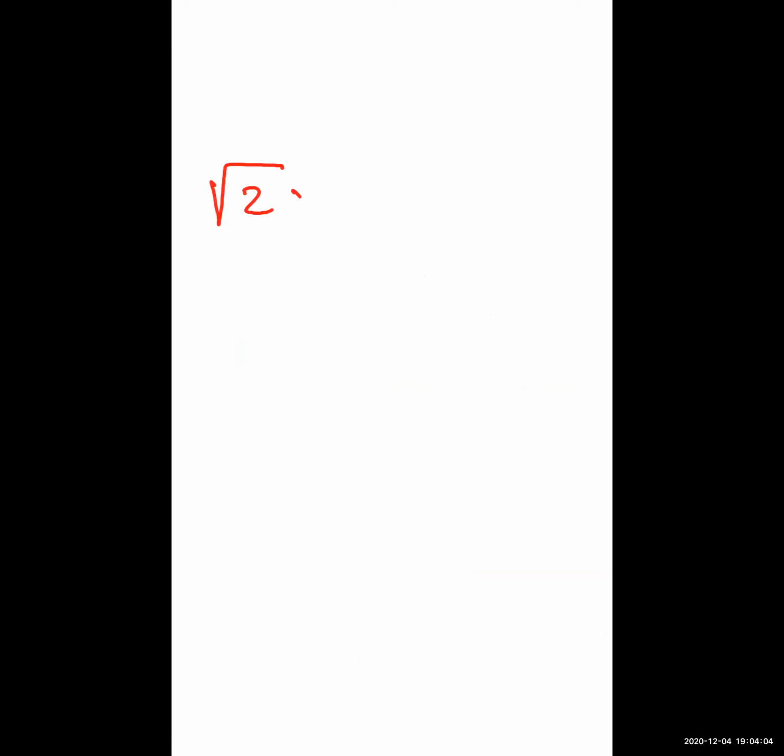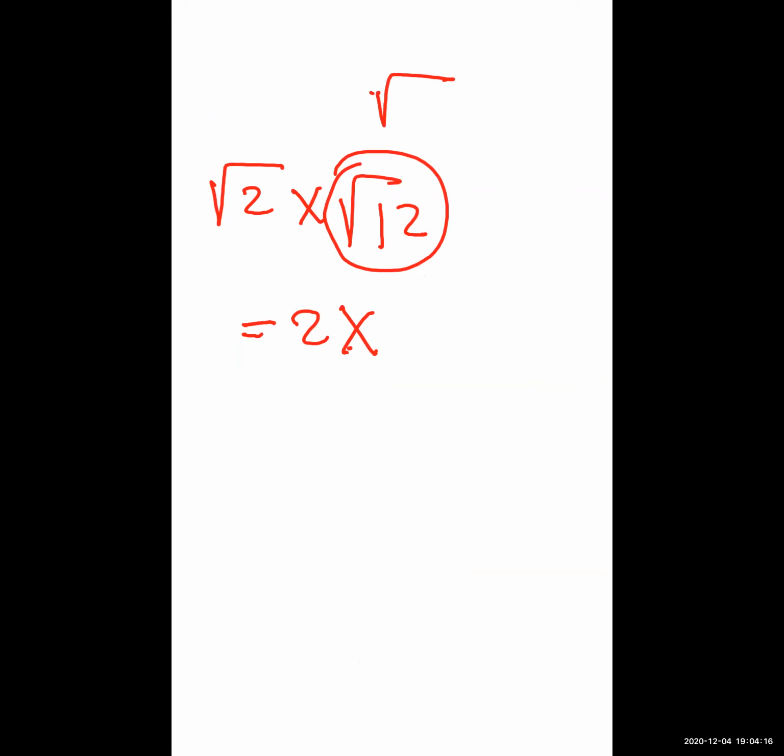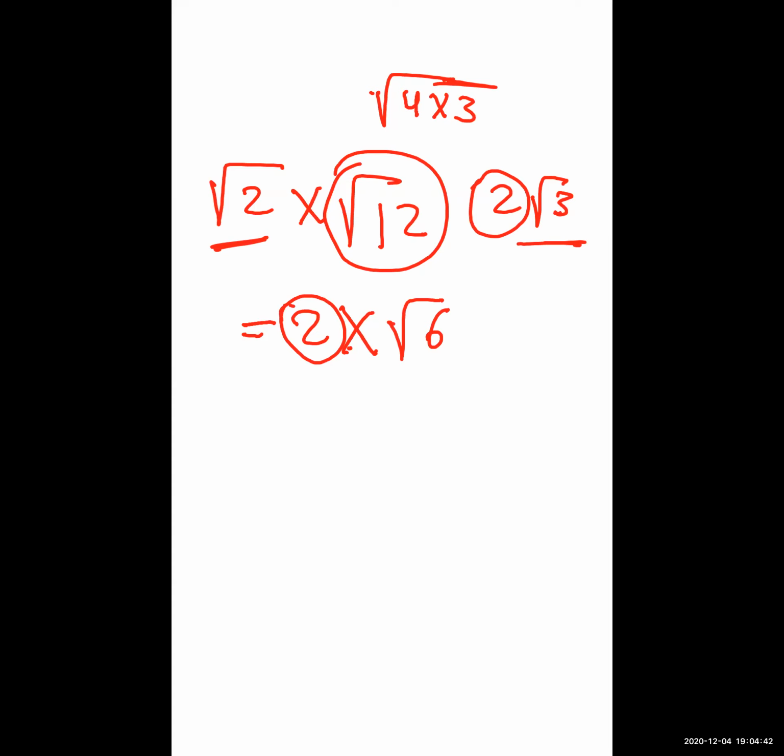Square root of 2 times square root of 12 equals 2 times... Here, square root of 12 is actually the square root of 4 times 3, right? So this means it will equal 2 square root of 3. So 2 times what? Square root of 6. Okay, guys, clear? Yeah, clear.